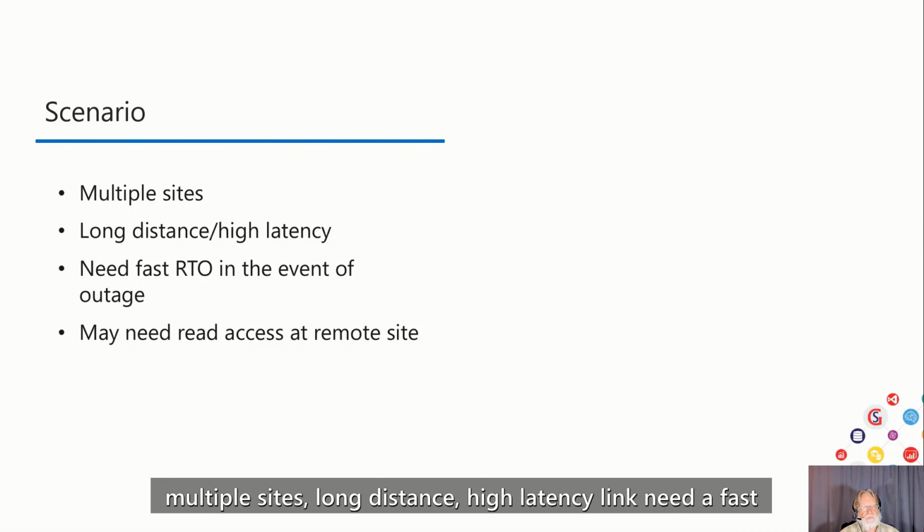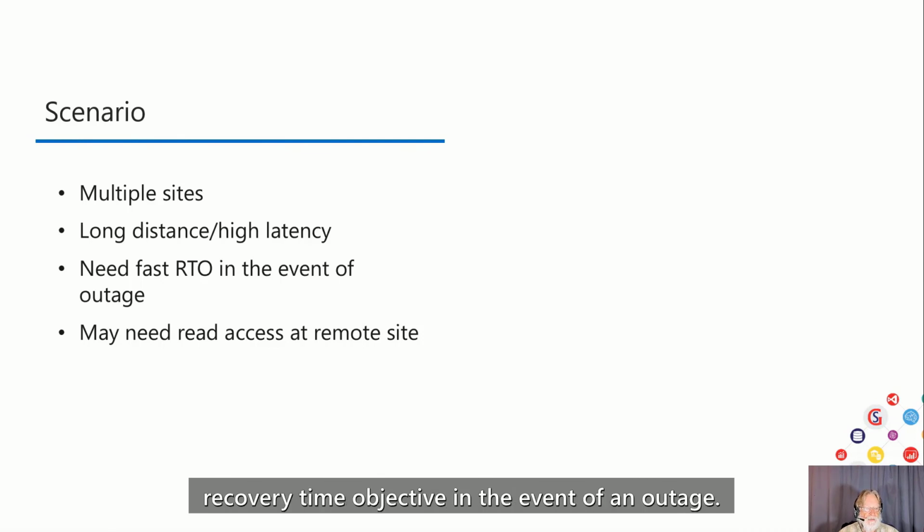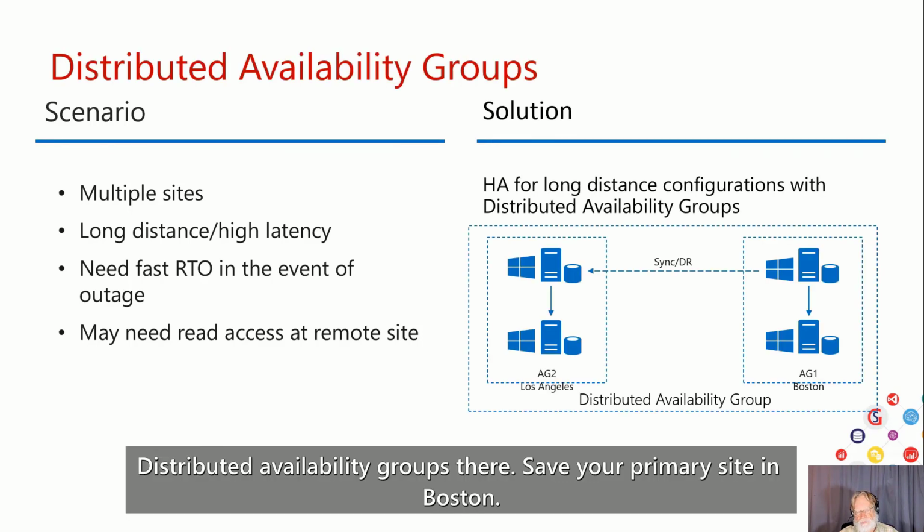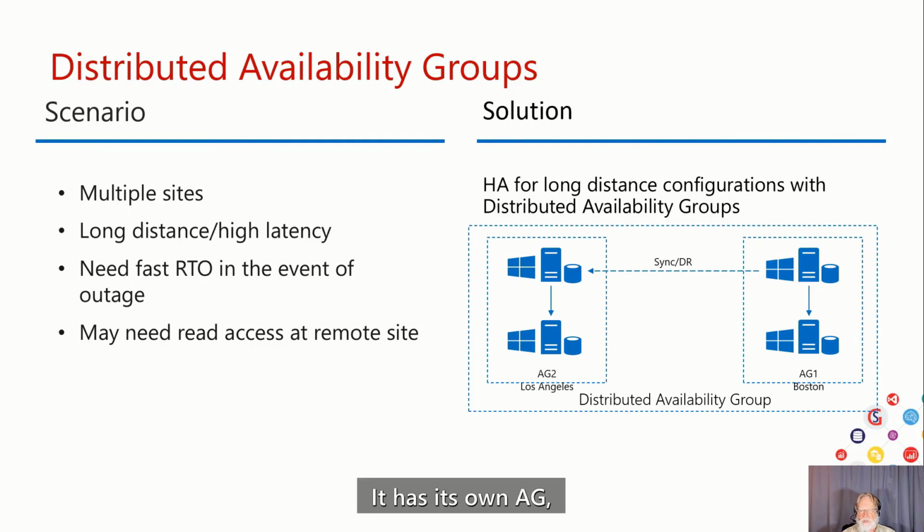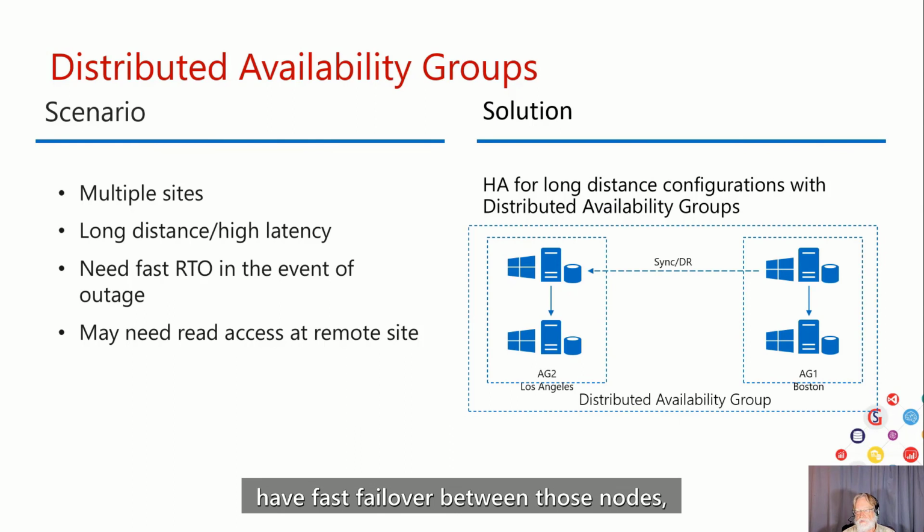Another scenario, multiple sites, long distance, high latency link. You need a fast recovery time objective in the event of an outage, and may need read access at the remote site. Distributed availability groups there. So you have your primary site in Boston. It has its own AG. You have fast failover between those nodes, or maybe more than 2 nodes, multiple nodes.